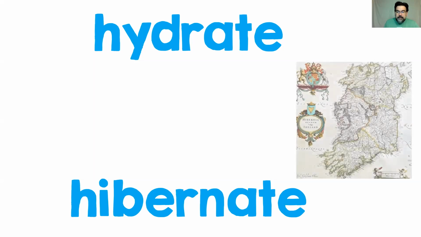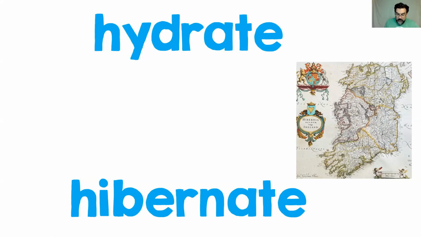Hibernate is interesting. That word comes from Latin. A very long time ago, long before the United States of America, Latin was the popular language. And if you know the country Ireland, Ireland was originally named Hibernia, which is the Latin name. It pretty much means the land of winter, because we all know that there are certain animals that hibernate in the wintertime. So hibernate, the root is found in Hibernia, the old name for Ireland.